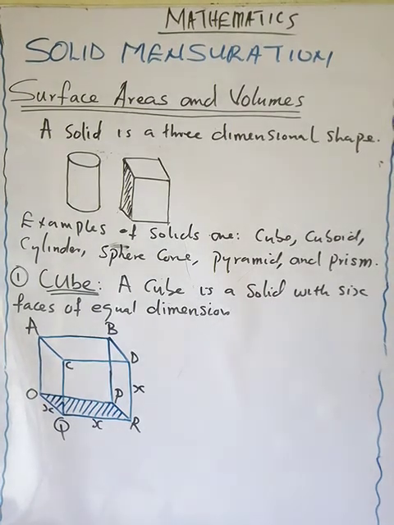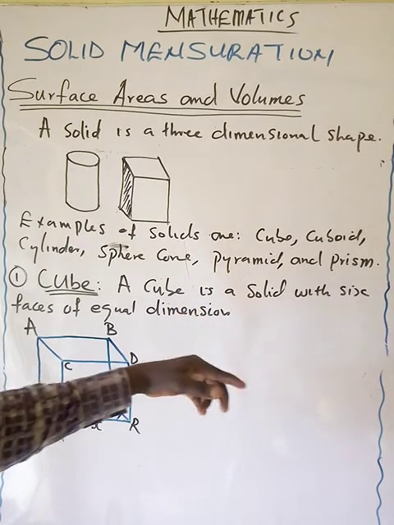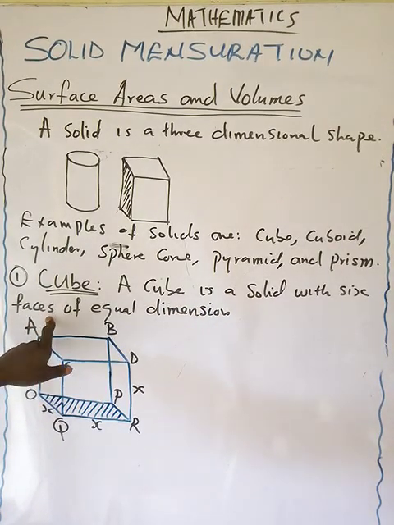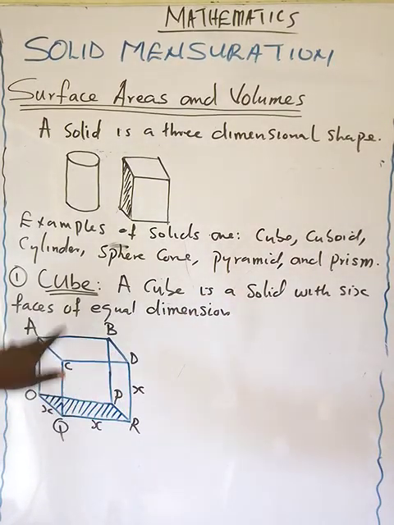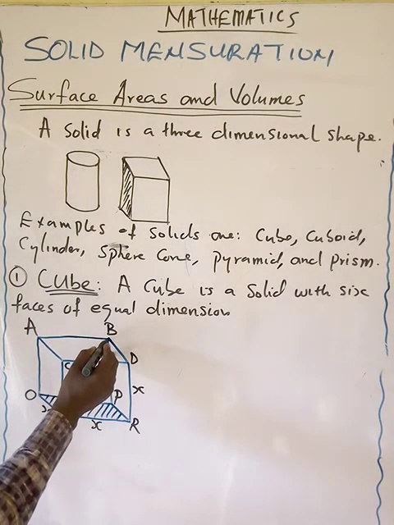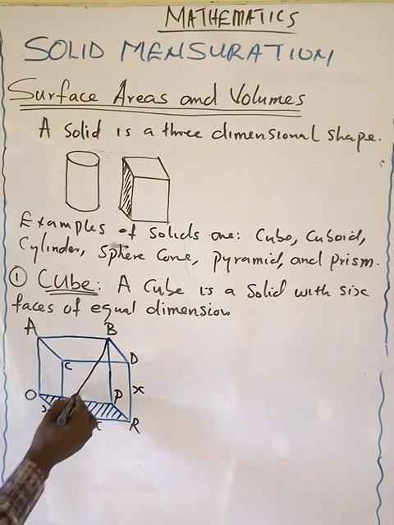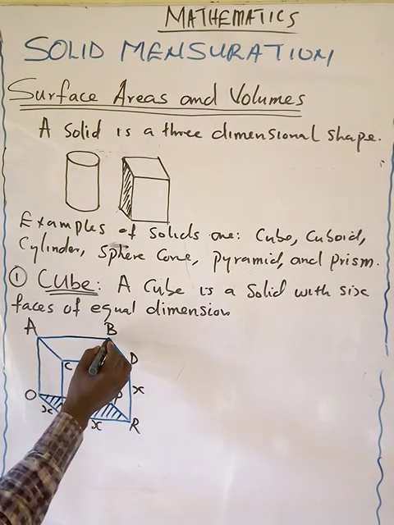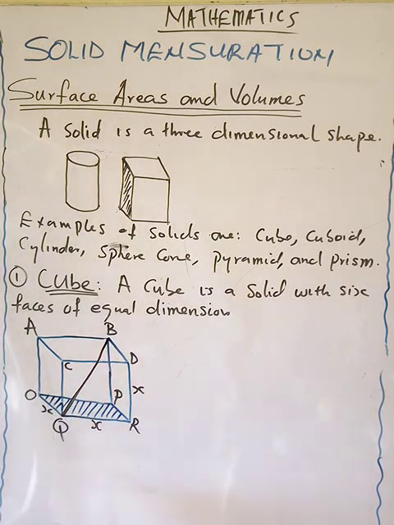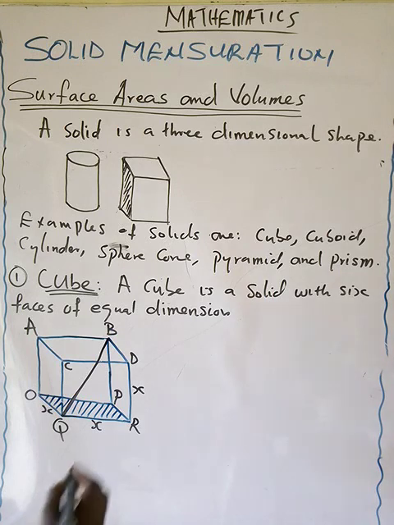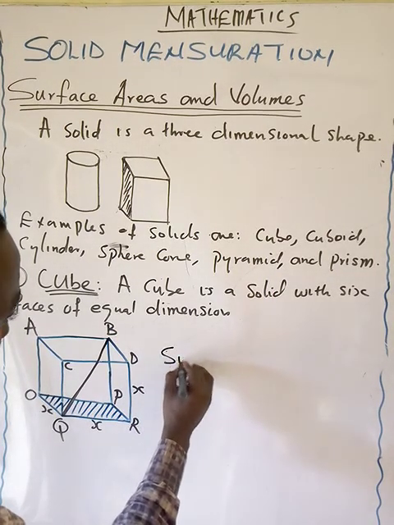So we want to look at this cube now. A cube is a solid with 6 faces of equal dimension. So how do we solve for the surface area of this? Before we solve for the surface area, I want you to know that from this B to this other corner of the cube is the diagonal. Now, to calculate for the surface area.